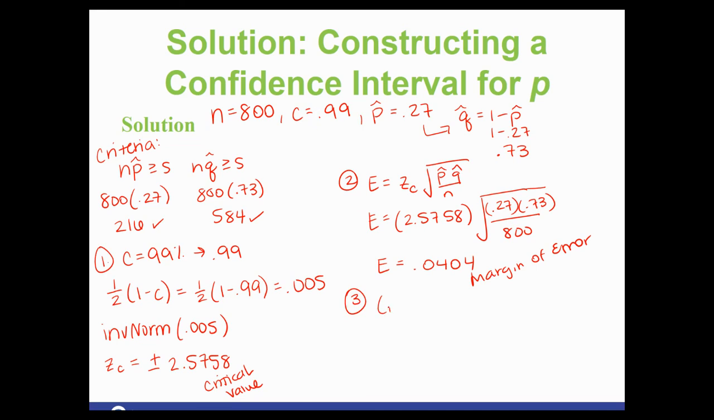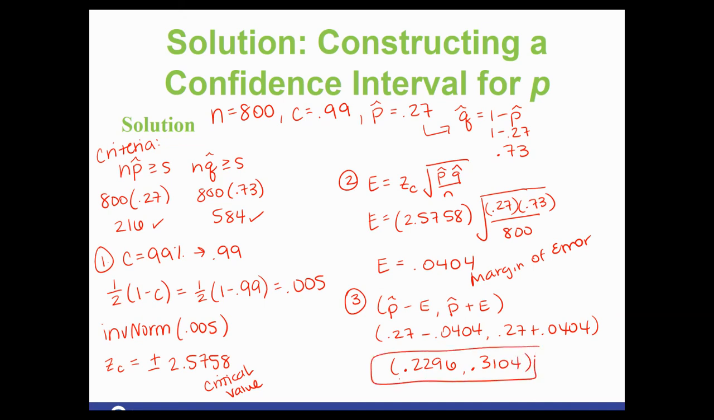And last step, find your confidence interval: add or subtract that from your p-hat, your sample proportion. We get 0.2296, 0.3104. That is your confidence interval.